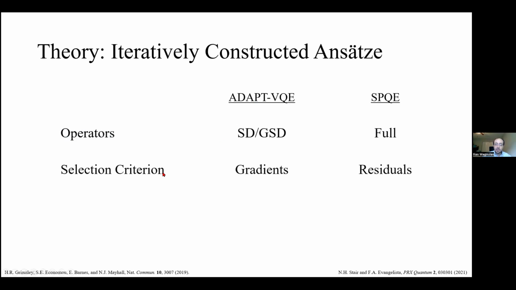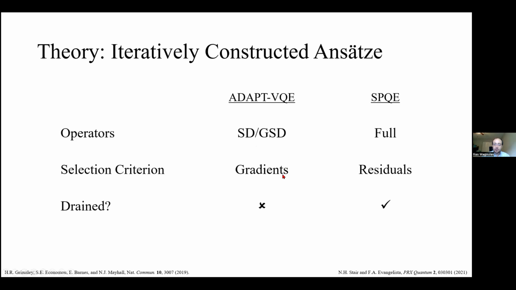In adapt VQE, the selection criterion was based on gradients. So what you do is you compute the gradients of the operators that you have in your pool. You find the operator with the largest gradient, and this operator is added to your ansatz. For SPQE, we use a selection criterion that is based on the residuals. So you compute the residuals for the operators in your pool, then you find the operator that has the largest residual, and you add that operator to your ansatz.